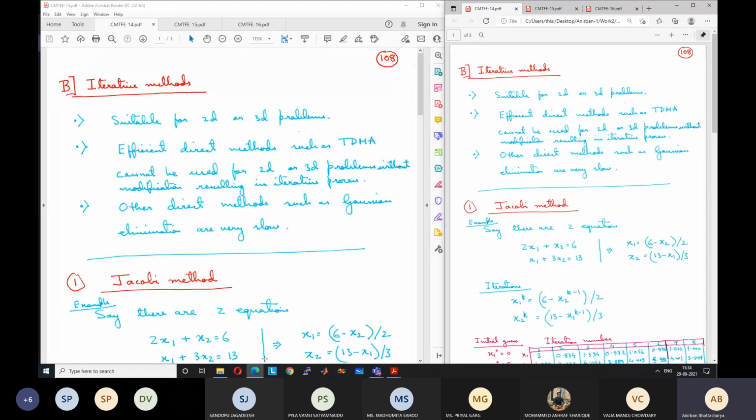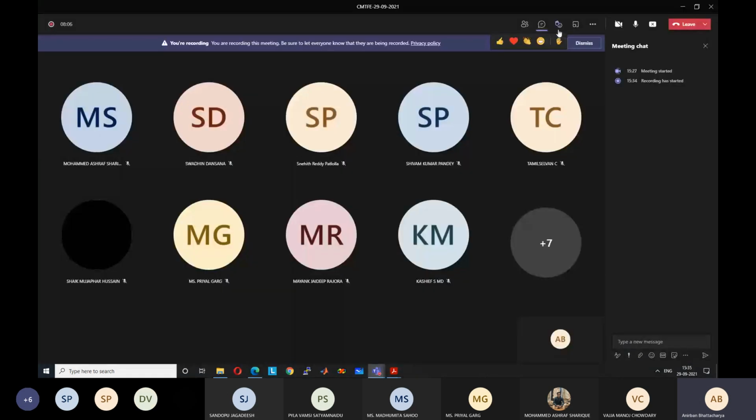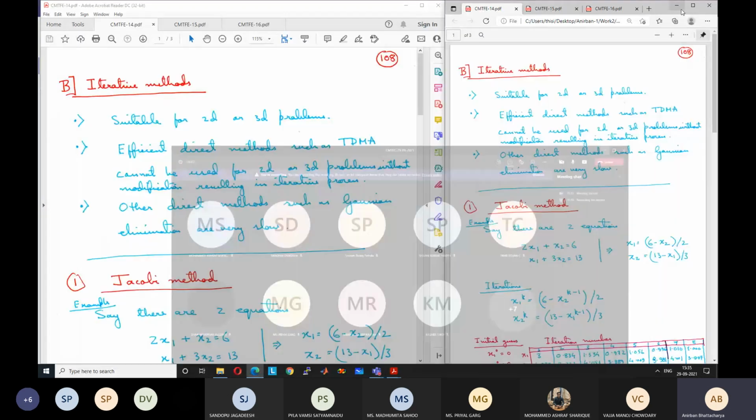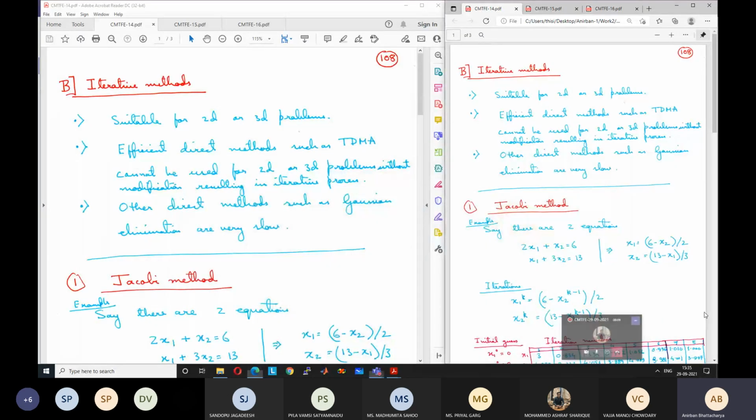So we are discussing solution techniques. You can see the screen, right? Yes, sir. Okay. So we are discussing solution techniques. Solution techniques for what? Solution of the algebraic equations that we can derive by using the finite difference or finite volume method.